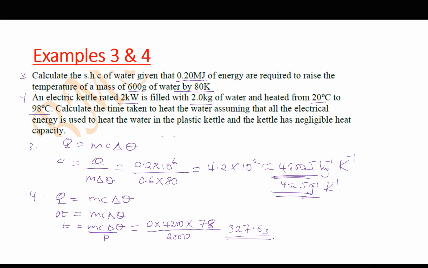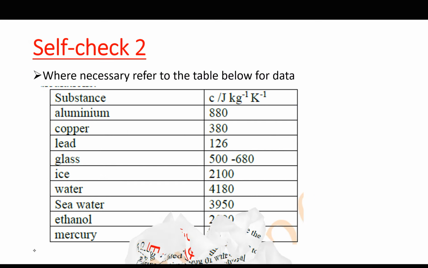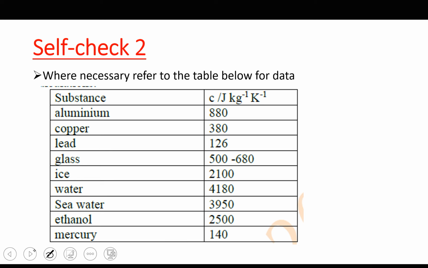We now qualify for a self-check. This is going to be self-check number 2. In self-check number 2, we may need this data. Where possible, you may use these values where not given in the question. If it is aluminium, you can use 880 as the specific heat capacity. Copper, you can use that one. Lead, glass. Glass, you can use any value in this range, but I'm very sure this question will not exist.